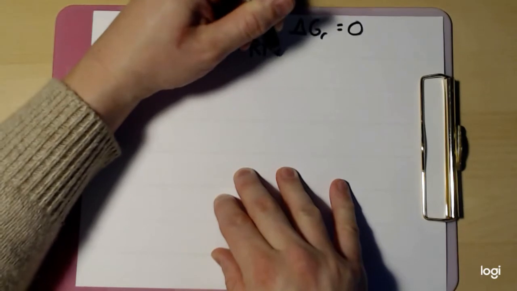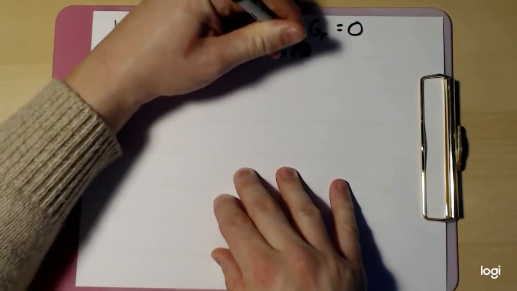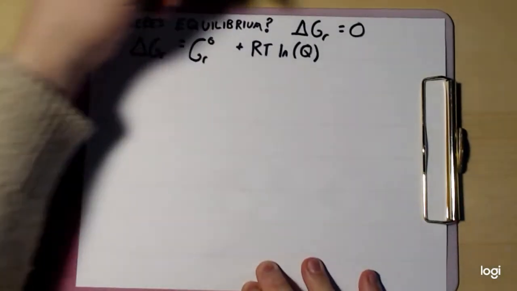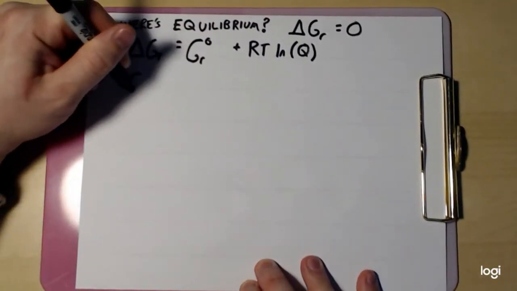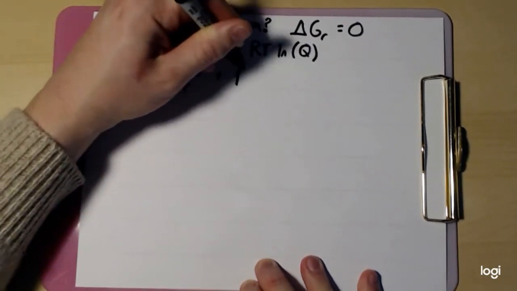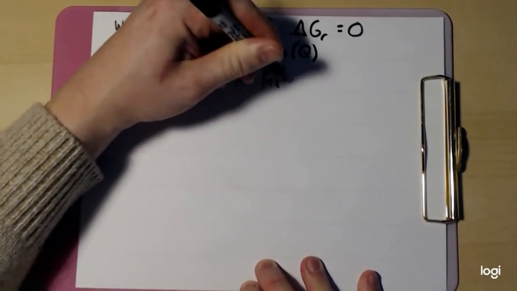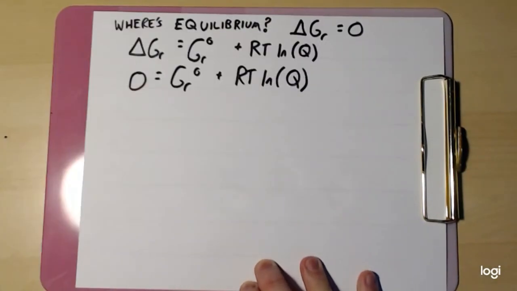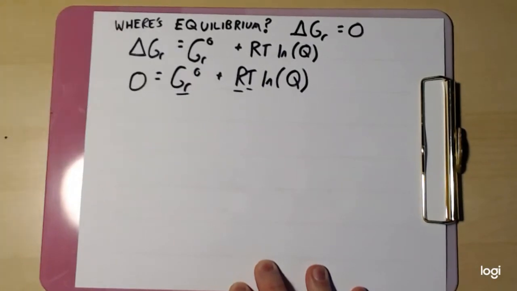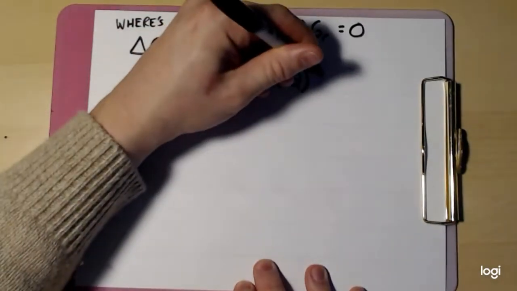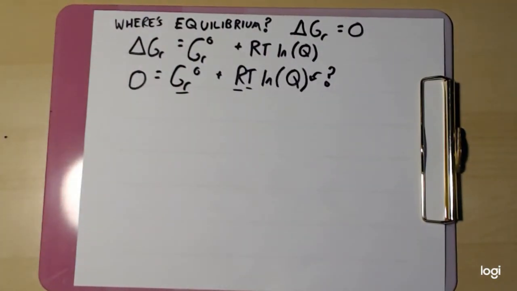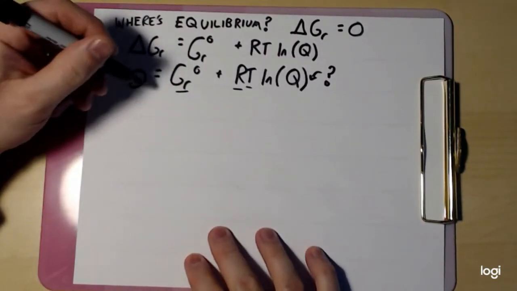The free energy of reaction equals the standard free energy of reaction plus the ideal gas constant times the temperature of the system times the log of the reaction quotient. And so we can just plug in 0 into the left-hand side of this equation and rewrite it again. 0 equals the standard free energy of reaction plus RT ln Q. And the temperature of the system is fixed, the gas constant obviously is fixed, and the standard free energy of reaction is fixed. So the only unknown in this equation is Q.